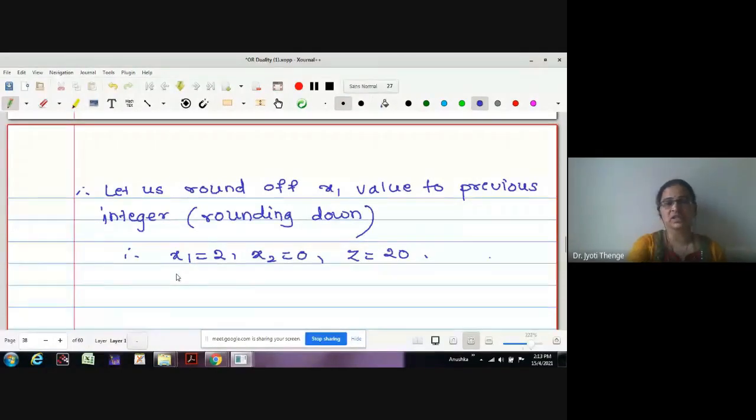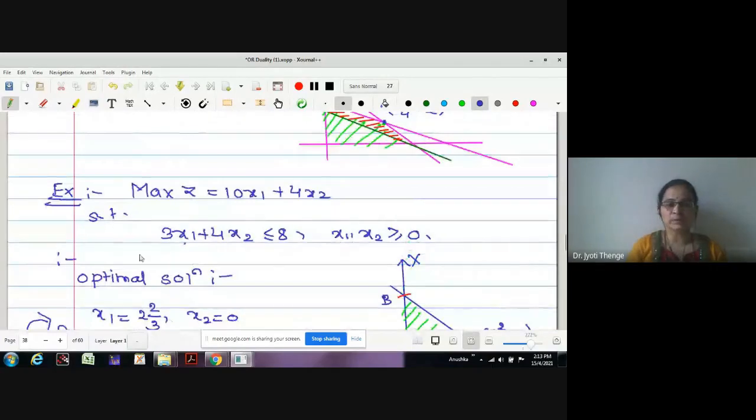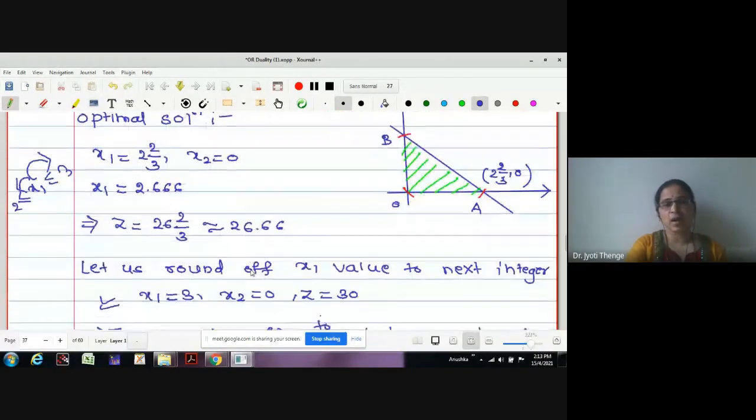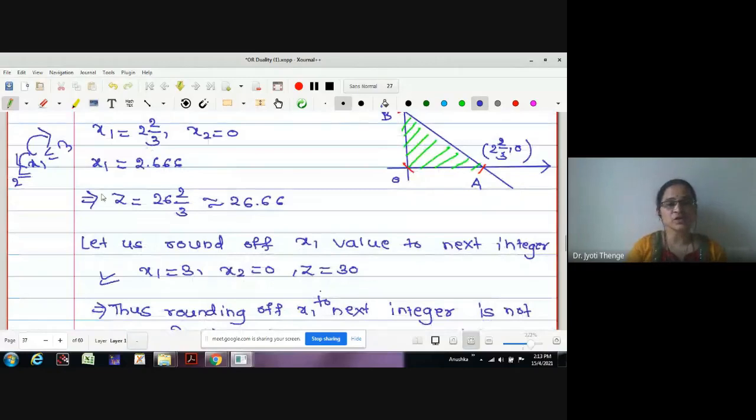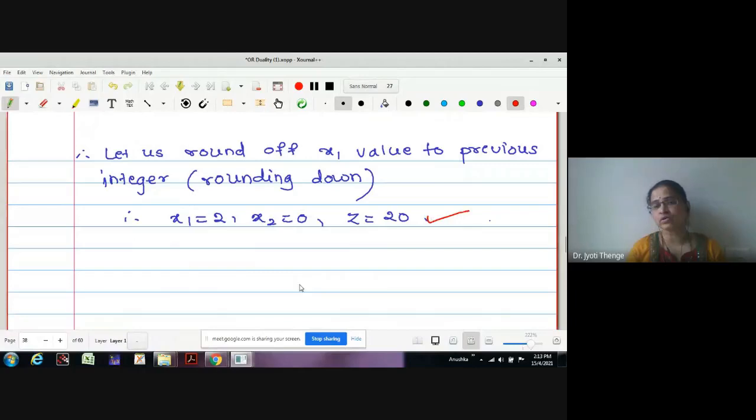Now let us check whether it is the solution, whether it satisfies the constraint. Let me put the value of x1 as 2. 3 times 2 is 6, 6 is less than or equal to 8, it satisfies the constraint. But the problem arises: what is the value of your z here? The optimum value was 26.66, so how much are we getting here? This is 20. Are you going to accept this as the optimal value of the given problem?